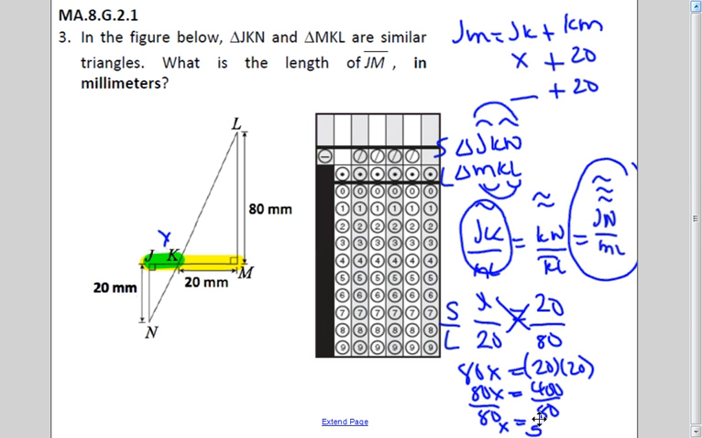Now that you know that X is 5, you're going to plug 5 back in. So JM equals X plus 20. And now X is 5, then JM is equal to 5 plus 20. And the answer is 25. And bubble it in.